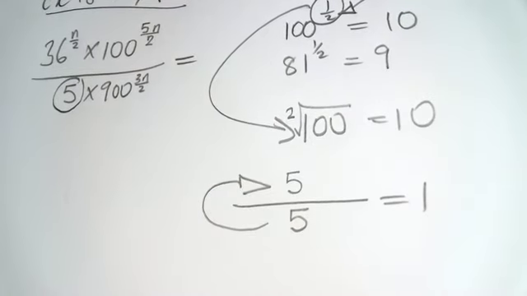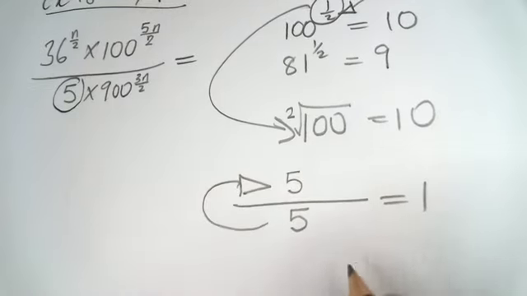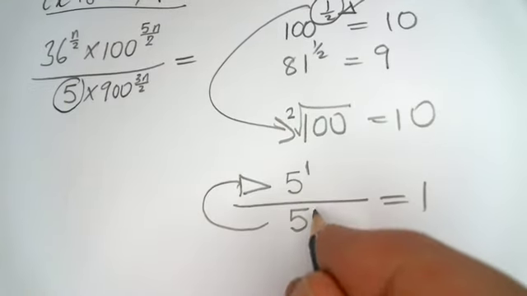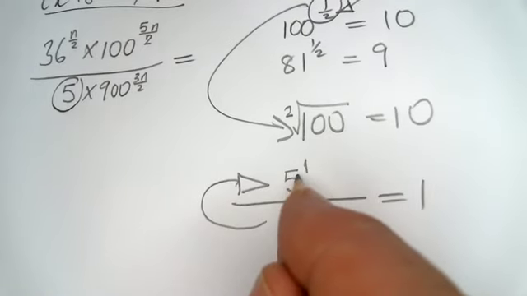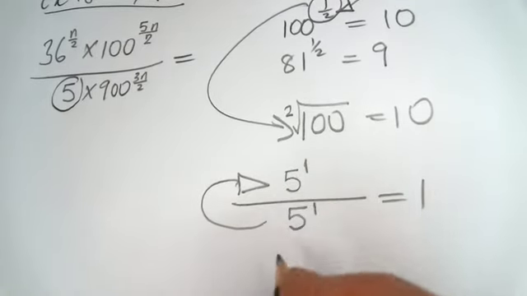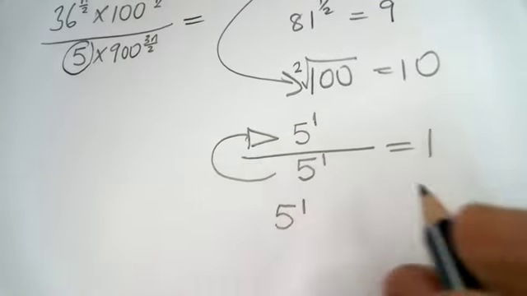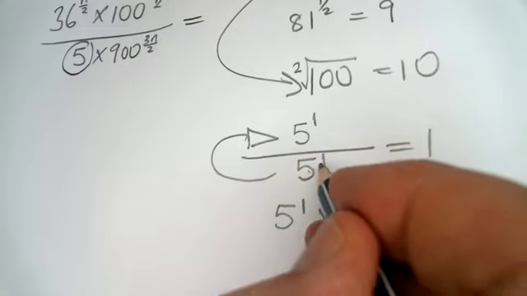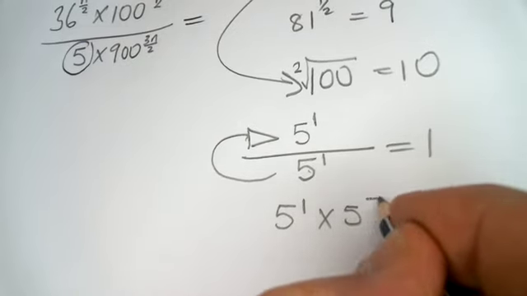Well, another way of looking at this is to say the number on top is to the power of 1. The number on the bottom is to the power of 1, which means if I was to put those two next to each other with a multiplication sign between, this would be 5 to the power of 1. And this would be times, well, this is going to be a negative 1 because it's 1 over. So that's 5 to the negative 1.